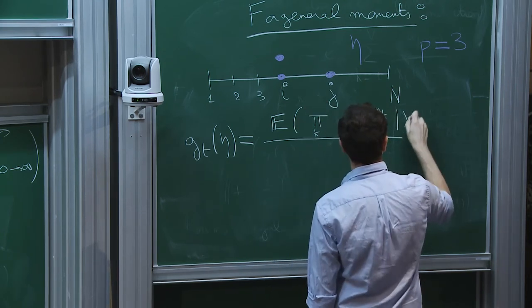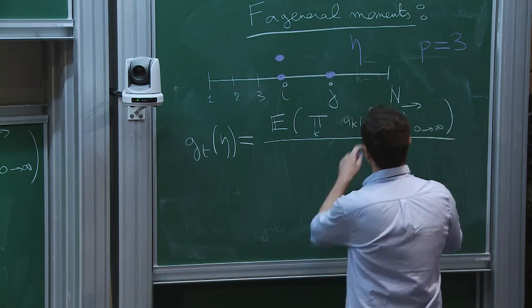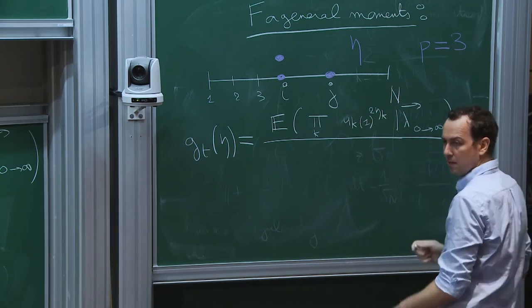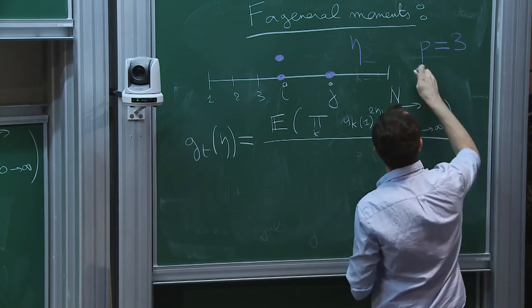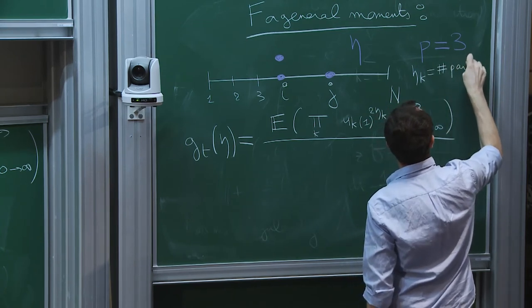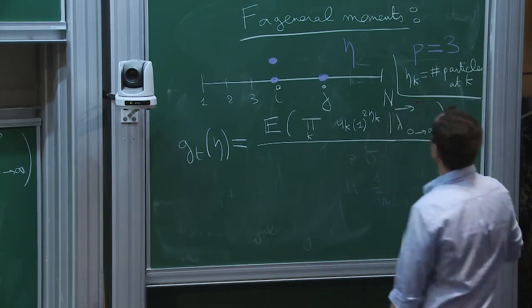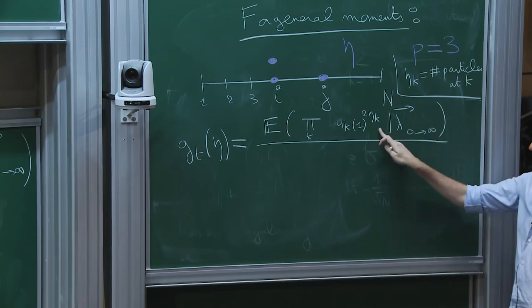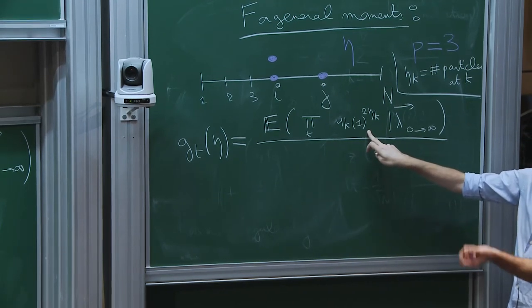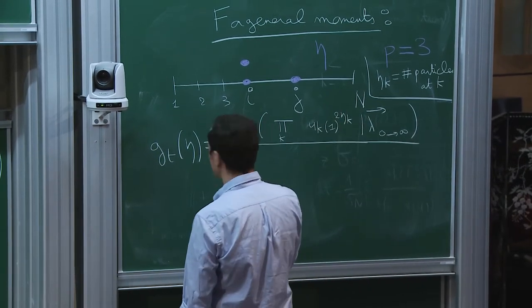And this is an expectation conditionally on the trajectory, again, where eta_k denotes the number of particles of eta at site k. And I normalize by what I expect it to be in the limit. I expect these guys to be independent Gaussians, right? Each coordinate converges to an independent Gaussian. So I just normalize by the corresponding thing for Gaussians.